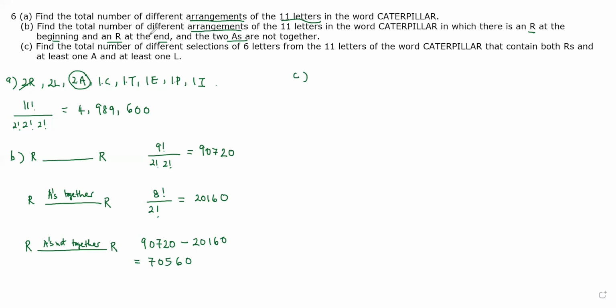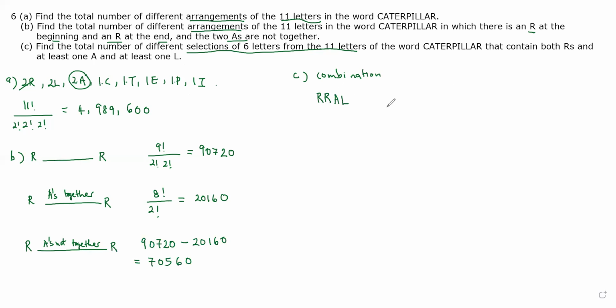Part C, find the total number of different selections of 6 letters from the 11 letters. This is a combination question. It must contain both R's. So order is not important here. So we have 2 R's, at least 1 A, and at least 1 L. So the 2 R's must be present, at least 1 A and at least 1 L.